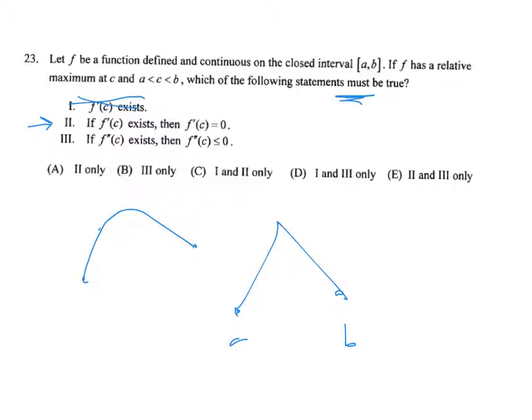And then, this is saying that if f double prime exists, then the function's concave down. Yeah, seems like if it's a max, it's going to be concave down. So I think we can say safely that it is 2 and 3.